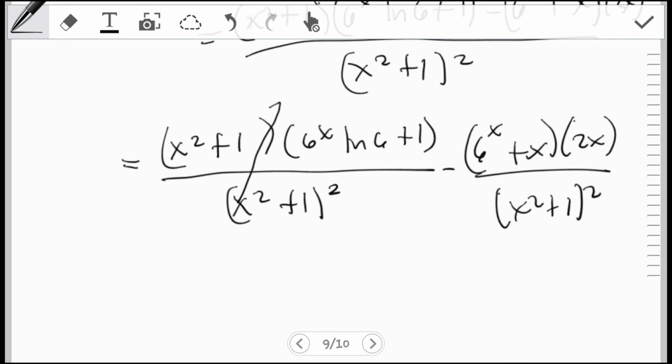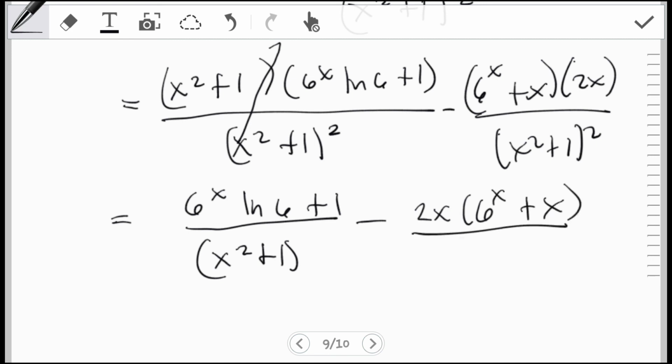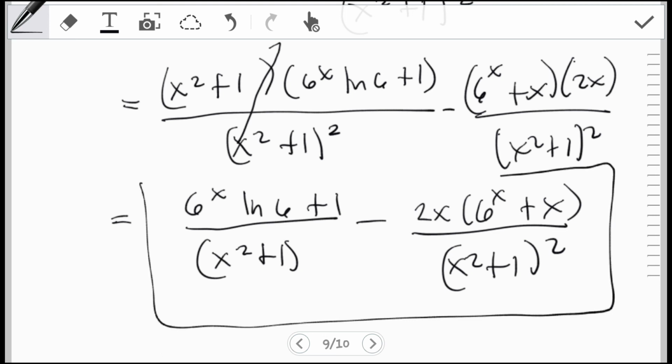So simplify, which is 6 to the power x, then ln 6 plus 1, and then times the quantity of x squared plus 1, then minus 2x times 6 to the power x plus x, over the quantity of x squared plus 1 to the power 2. So that is the final answer.